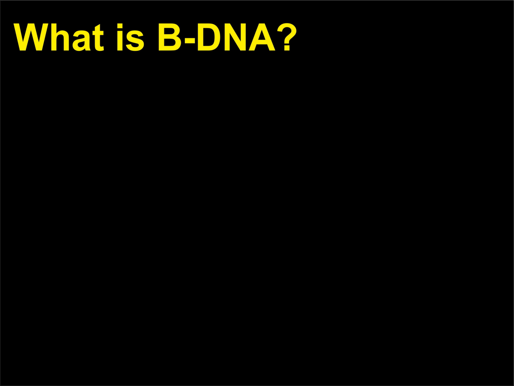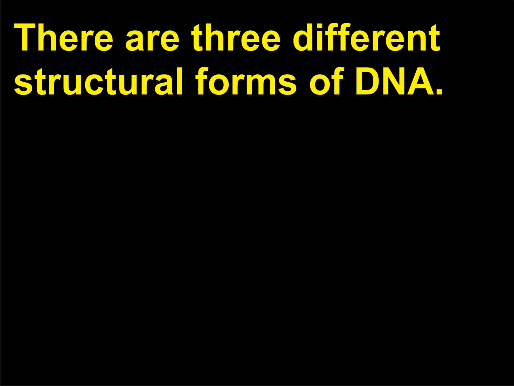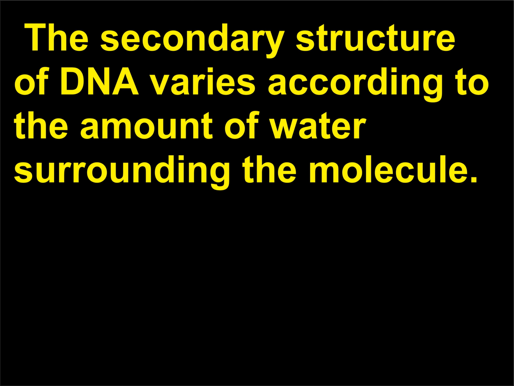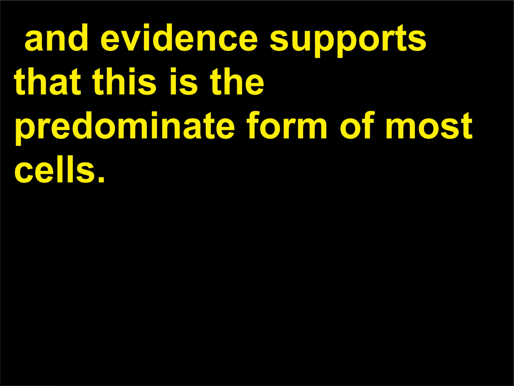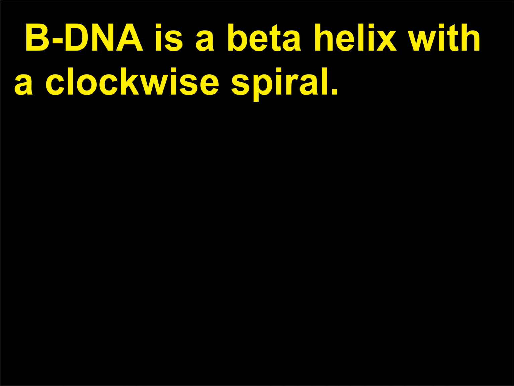What is bDNA? There are three different structural forms of DNA. The secondary structure of DNA varies according to the amount of water surrounding the molecule. The structure that Watson and Crick described is bDNA, and evidence supports that this is the predominant form in most cells. bDNA is a beta helix with a clockwise spiral.